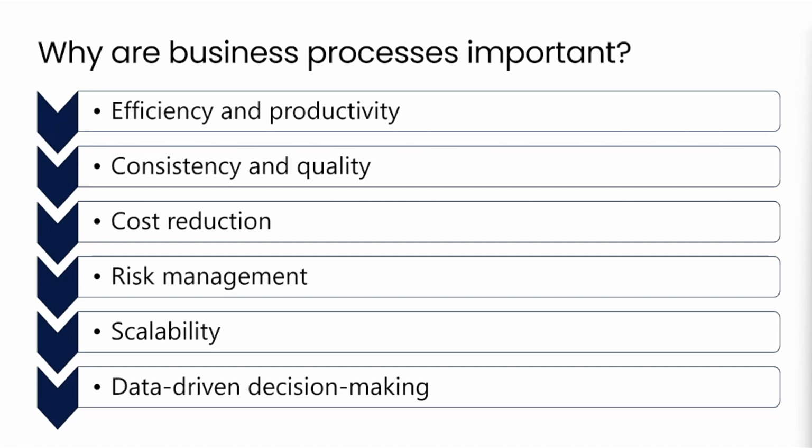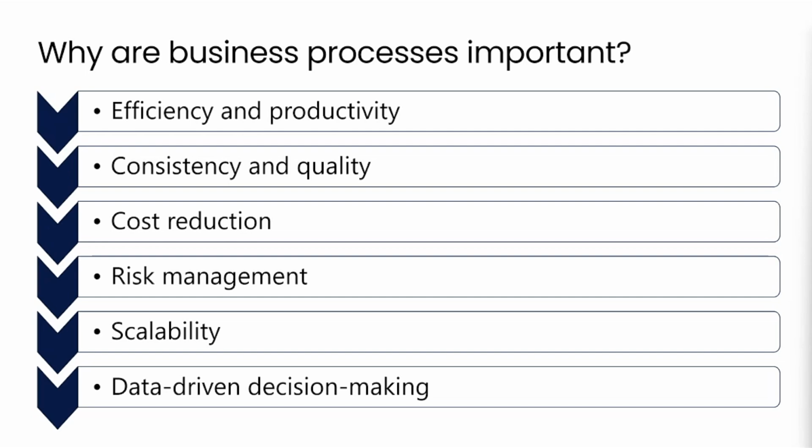Next is risk management. When we document processes well, it can help organizations identify and mitigate risks in their business operations. Next is scalability. Scalable processes allow organizations to adapt to changing demands and growing their operations. And lastly is data-driven decision-making. Data-driven processes provide valuable insights for better decision-making in an organization. And when we have good processes, those decisions can be made off of good data, and we can make better decisions.